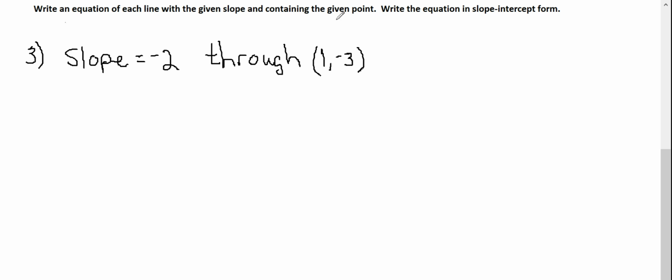All right, for number 3, it says write an equation of each line with the given slope and containing the given point. Write the equation in slope-intercept form. Okay, so they're telling us that the slope is negative 2, but it's going through this point. So what I need to solve this is the point-slope form of the equation.